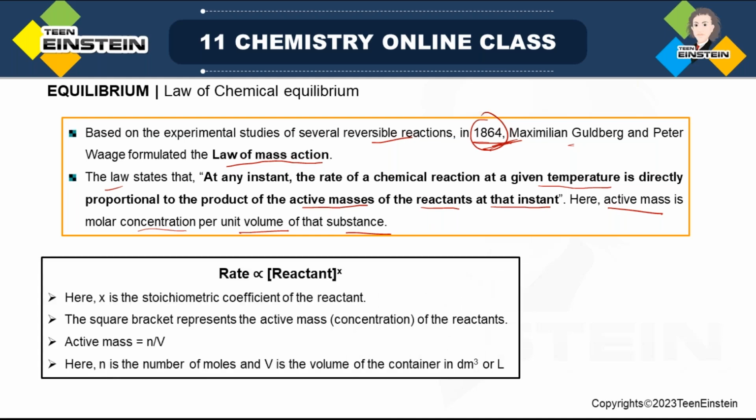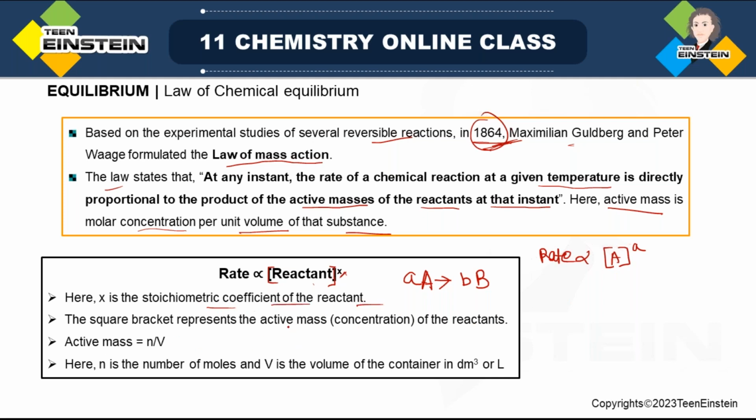So in short, mathematically how we can express it: rate is proportional to the concentration of the reactant, which is within the square bracket, to the power x. x means the stoichiometric coefficient of the reactant. So suppose from a moles of capital A, you are getting b moles of capital B. In this case, the reactant is A and x should be this small a. So I can write rate is proportional to the concentration of A to the power small a. So x is the stoichiometric coefficient of the reactant.